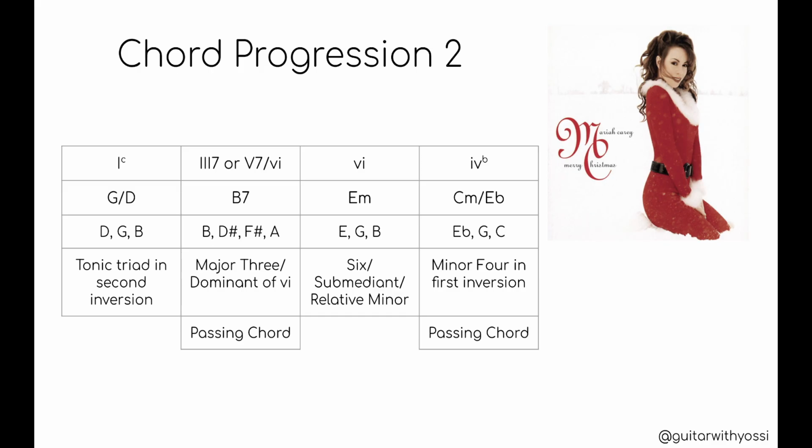Okay, so then we have our E minor. E minor is a special chord in G major because it's always the relative minor. And then we have another passing chord, which is this C minor, which kind of pivots us back into G major. So that chord progression again.